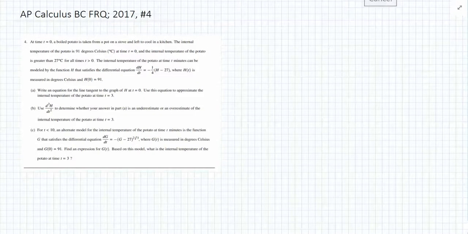Hi, I'm Tomas, and today we will be working on AP Calculus BC question number 4 from the 2017 exam. So this has to do a lot with differential equations and modeling the temperature of a potato.